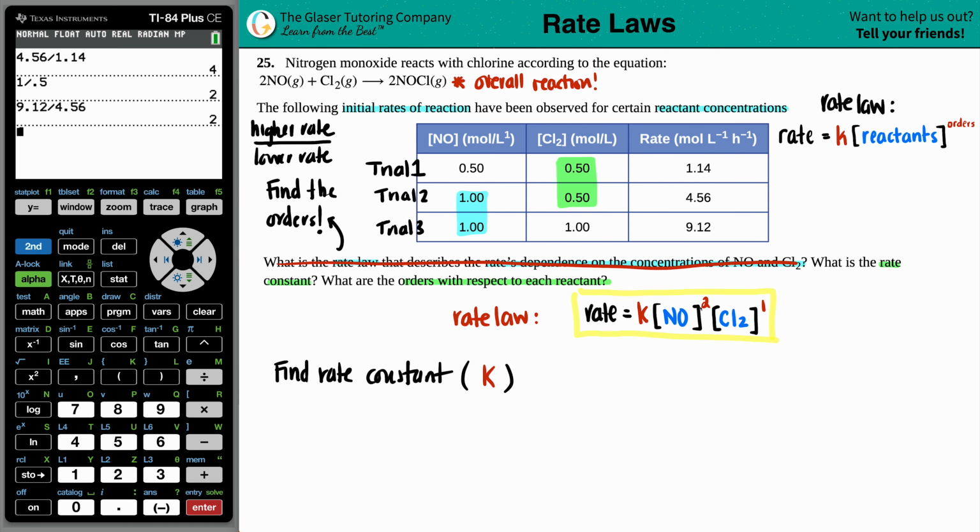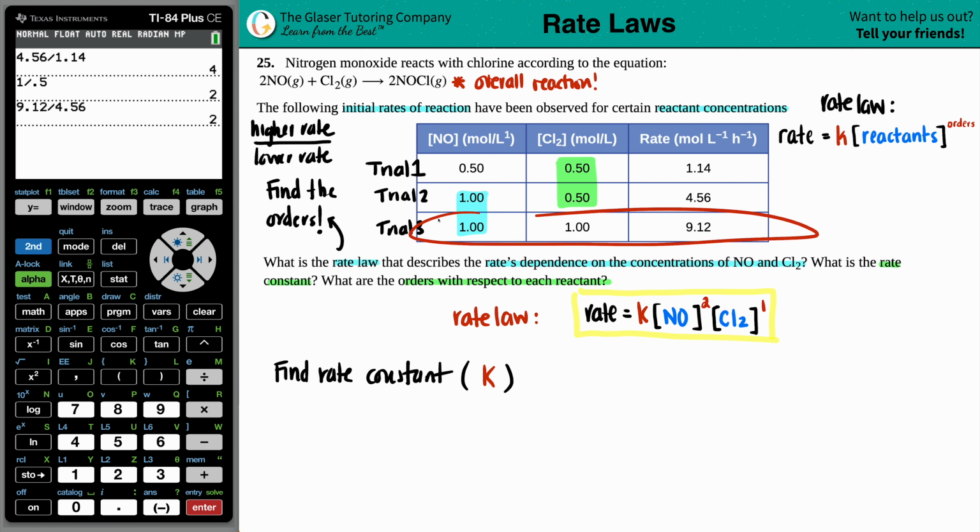You still have to do that process anyway, because you've got to get those exponents. So now we've got 3 trials. This is kind of teacher or professor specific. Some teachers, when they ask you to find the rate constant, want you to find the K value for each trial and then average them. I've seen sometimes that the last trial is always used.